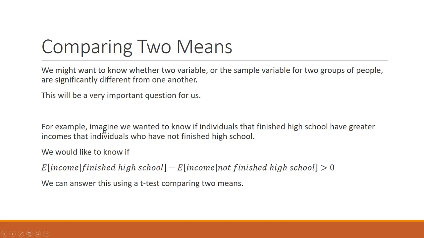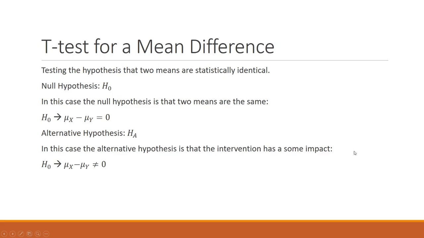So for example, imagine we want to know if individuals that finished high school have greater incomes than individuals who have not finished high school. That means we want to know if the expected income for those who have finished high school minus the expected income for those who have not finished high school is greater than 0. We would answer this using a t-test that compares 2 means. Okay, so let's see what that looks like. So our null hypothesis is that there is no difference in the means. There's no difference between the 2 means.